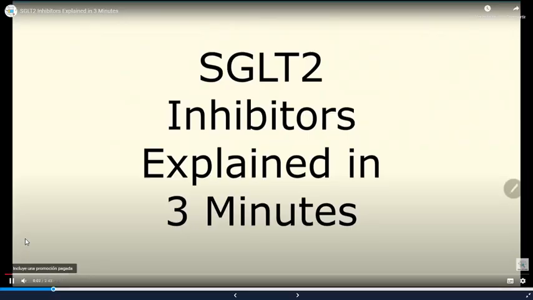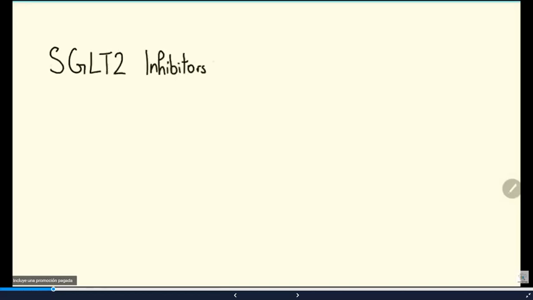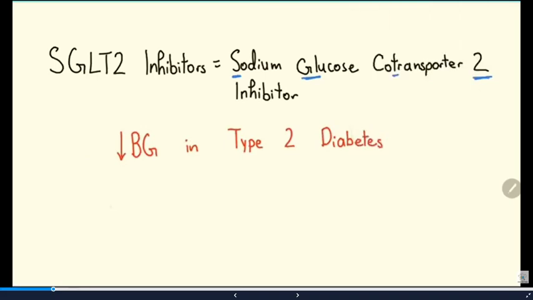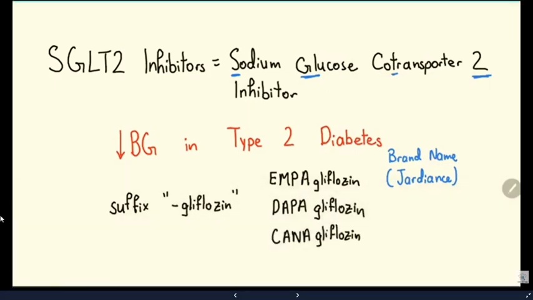SGLT2 inhibitors explained in 3 minutes. Let's begin. The SGLT2 inhibitors, or sodium glucose cotransporter 2 inhibitors, are one of the newer medications used to lower blood sugar in patients with type 2 diabetes. These drugs can be identified by their suffix gliflozin. For instance, dapagliflozin, empagliflozin or its brand name Jardiance, or canagliflozin.